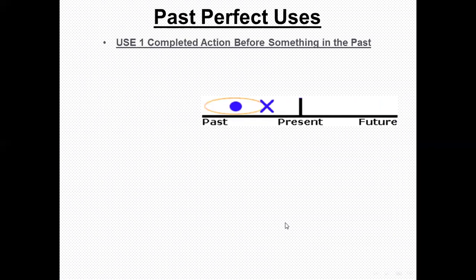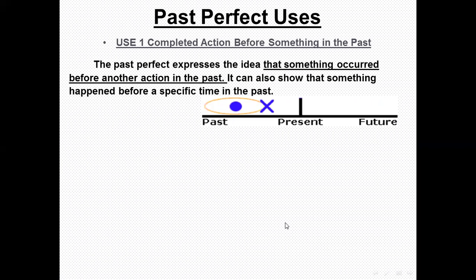What about the uses of the past perfect tense? Use one: a completed action before something in the past. The past perfect expresses the idea that something occurred before another action in the past. As you can see here, in the past before another action. It also can show that something happened before a specific time in the past. Let us see some examples.